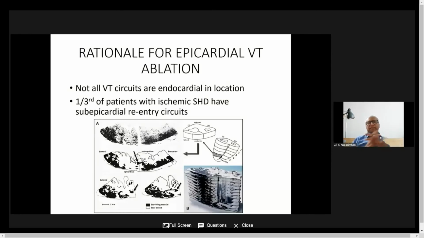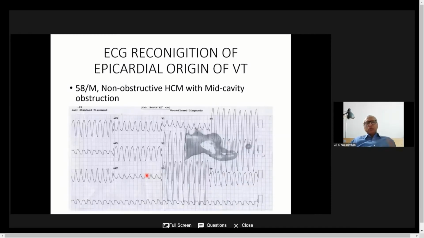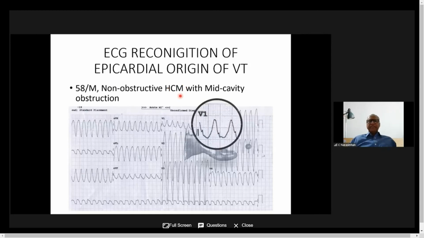So why should we go to the epicardial surface? It's because approximately 30% of patients with ischemic cardiomyopathy have circuits on the epicardium, and the catheters that we use on the endocardial surface cannot get rid of the epicardial circuits. This is even more so in persons with obstructive hypertrophic cardiomyopathy, non-ischemic cardiomyopathy, and sarcoid, where the VT circuits are predominantly epicardial.